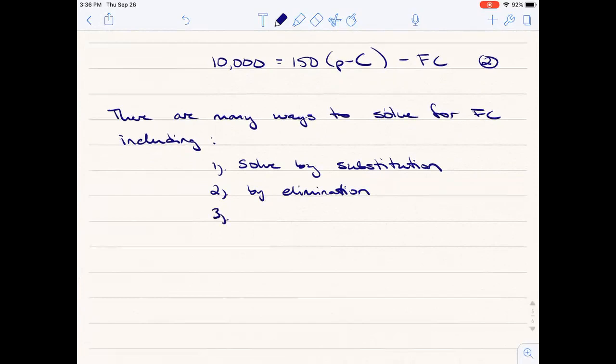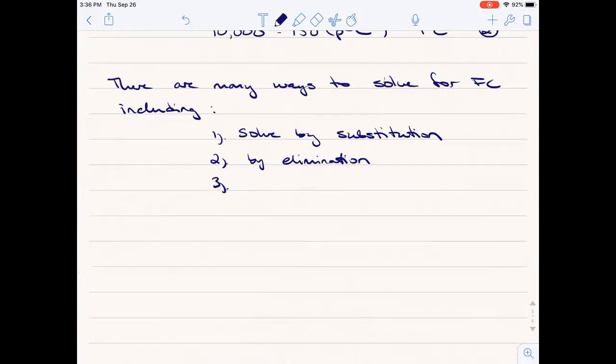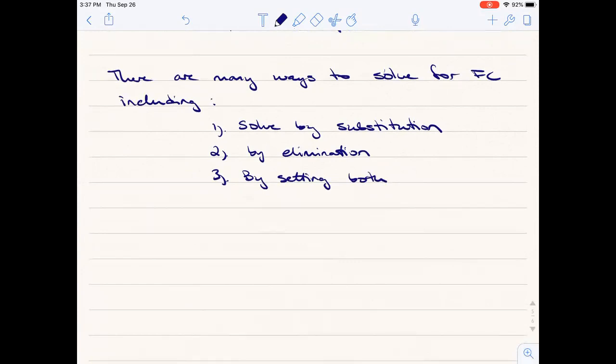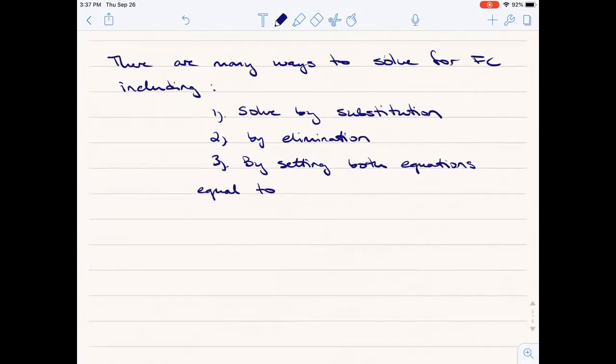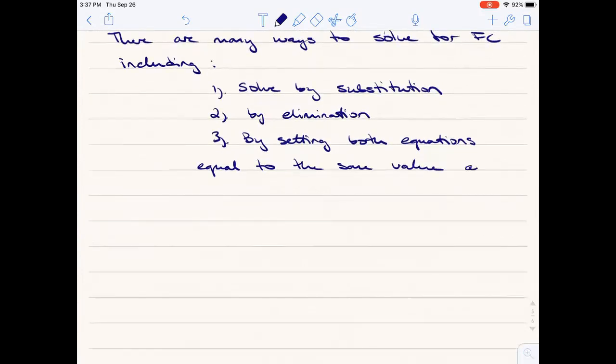Or even kind of a take on solving by substitution, right? If you set both equations equal to the same thing and then let them equal to each other, right, and things will cancel out. So by setting both equations equal to the same value, and equating them.